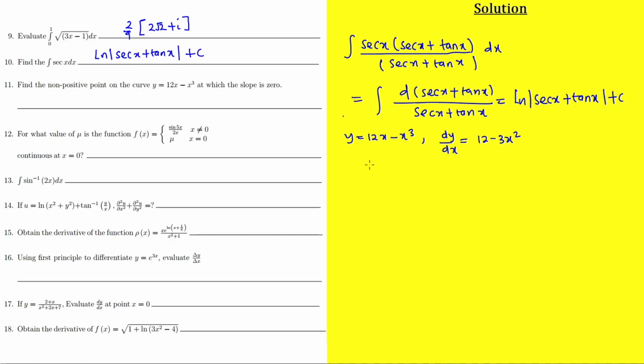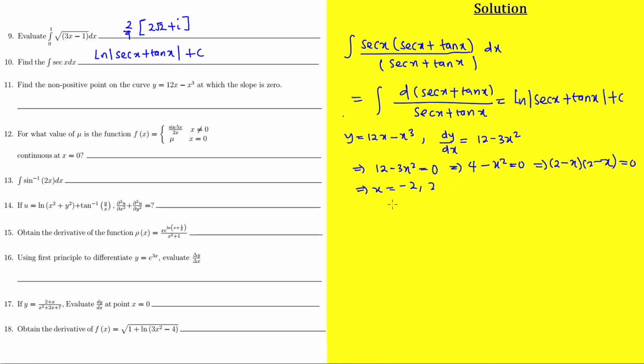Okay, so we need to set our derivative to be what? The question says find the point on the curve at which the slope is 0. For the slope to be 0, that point has to be a critical point. So setting our dy/dx to be 0, we are going to have 12 minus 3x squared equals 0. That means we have 4 minus x squared equals 0. That means 2 minus x multiplied by 2 plus x, from your idea of difference of squares, equals 0, and you can find x to be minus 2 or 2.